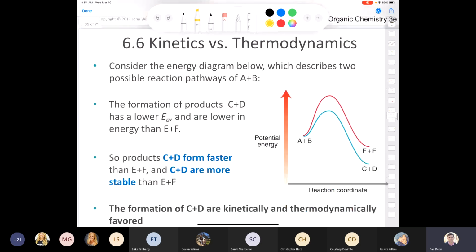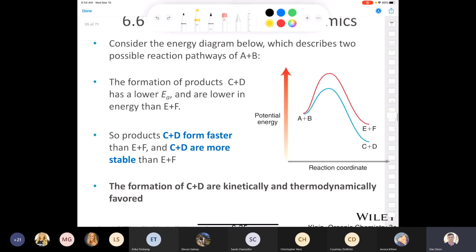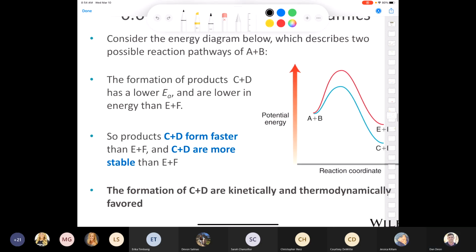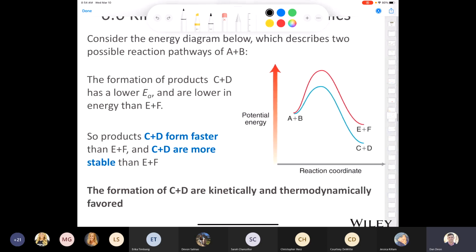Okay. If you compare these two reactions that you see in this reaction coordinate diagram here, you have two pathways for the reactants A and B. They can either react on the blue line and give you C and D, or they can react on this red pathway and give you E and F. Well, if you look at the pathway to products C and D, you notice two things about it. First of all, if we look at the activation energies for both of these, you'll notice that the activation energy for the blue pathway is smaller than the activation energy for the red pathway.